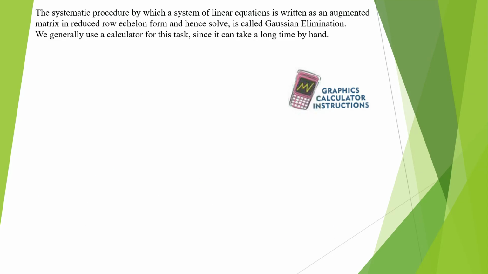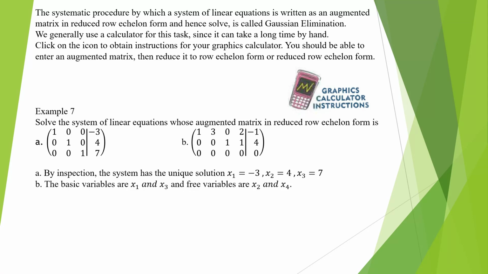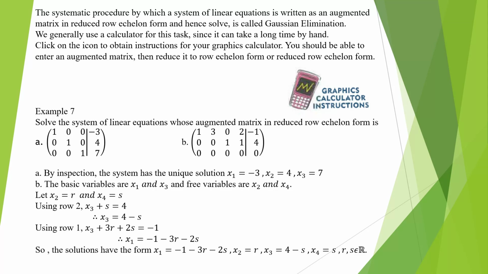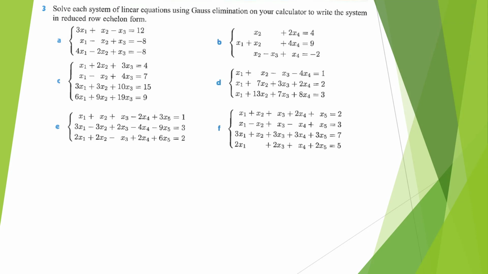For this procedure, I don't want you to use a calculator to find this. I want you to find the echelon form by hand. This is the exercise: solve the system of equations by Gaussian elimination and reduced row echelon form.